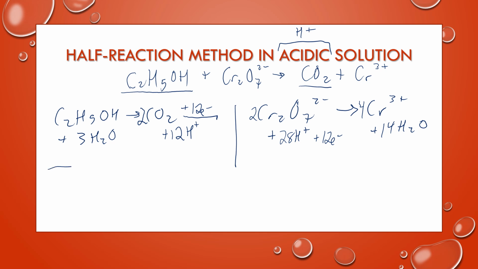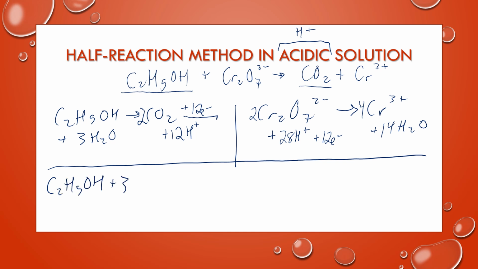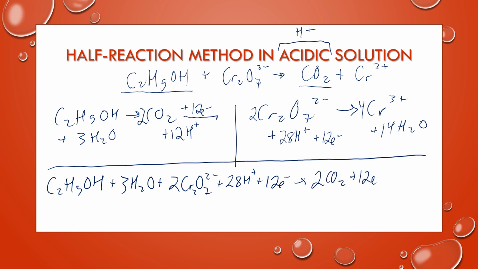Finally, I can now put all of the reactants on one side. So C2H5OH, 3 waters, 2 dichromates, 28 hydrogens, and 12 electrons. And then on the product side, I have 2 carbon dioxides, 12 electrons, 12 hydrogens, 4 chromium ions, and 14 water molecules.